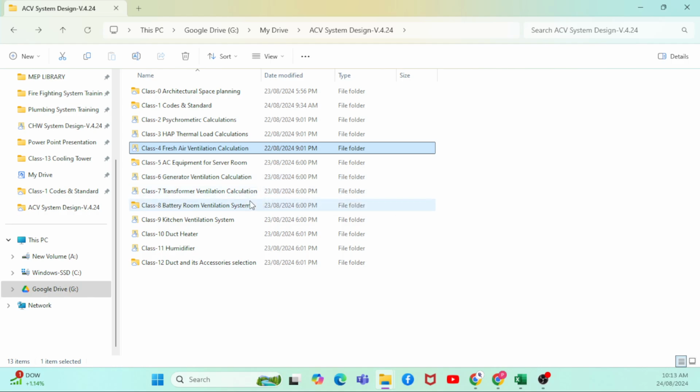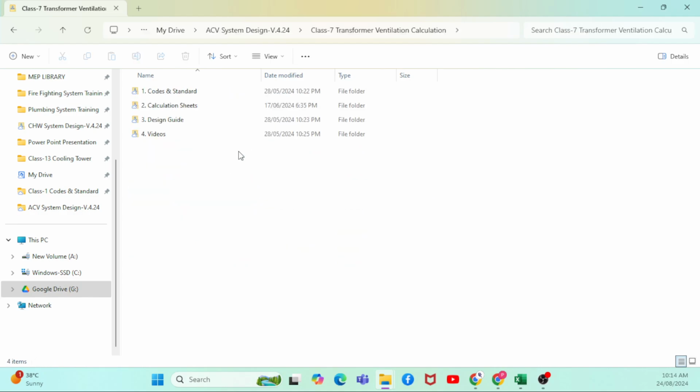Okay, then there are transformer ventilation calculations, how to do the ventilation for the transformer, to avoid the heat inside the transformer so that it can work efficiently. If you have more heat inside, then the efficiency of the transformer will be reduced. So how to calculate the transformer ventilation fan capacities. The folder structure is made accordingly. Okay, so there are codes and standards, calculation sheets, design guide. You have a video to watch.